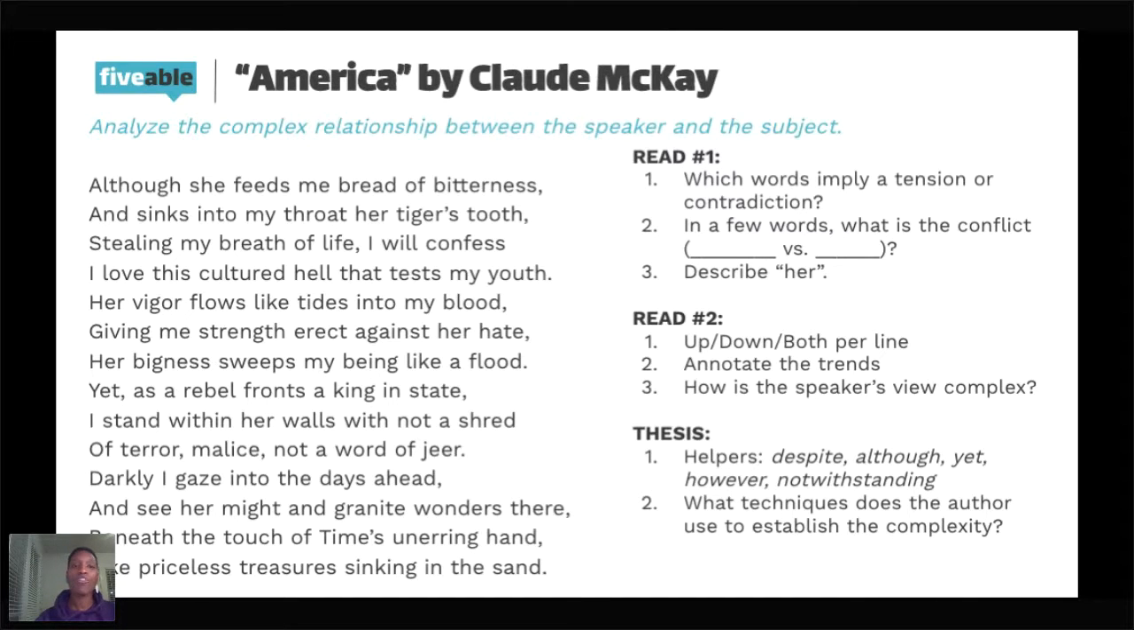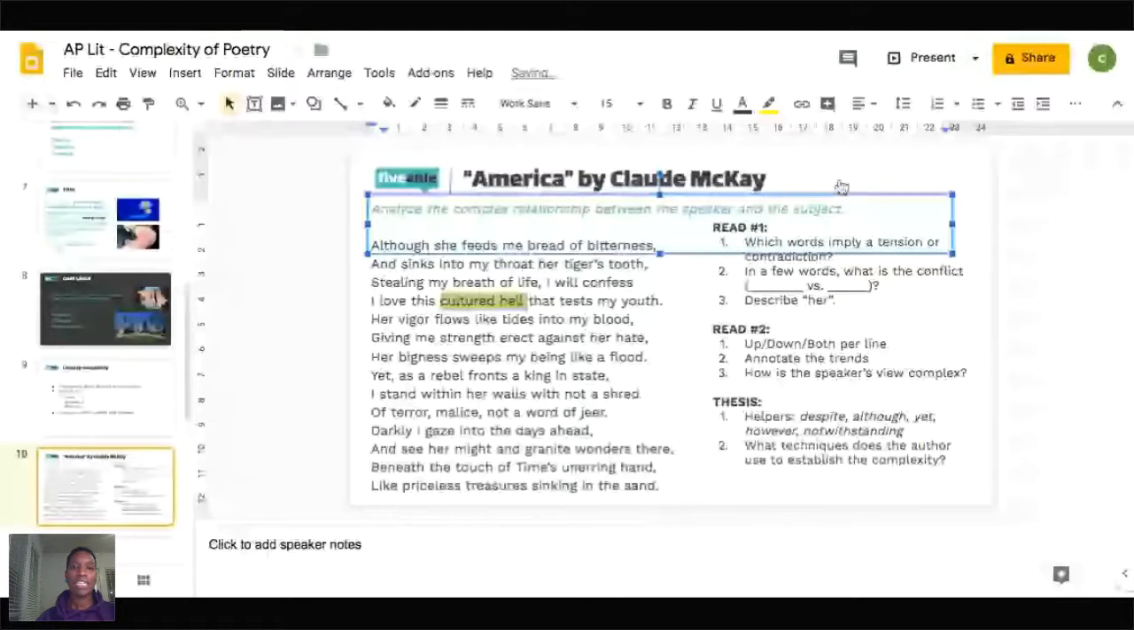All right, so firstly, what words indicate tension or contradiction? Cultured hell, absolutely. And that's kind of an oxymoron, right? Because we think of cultured as being polished, and hell as not. Hell as being rather wild. So cultured hell, very good. Anything else that implies tension or contradiction?